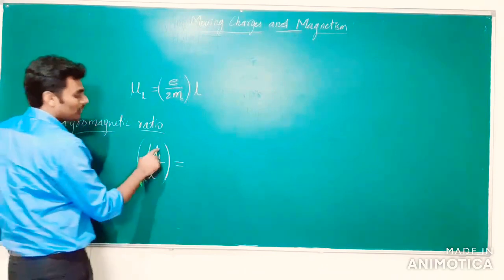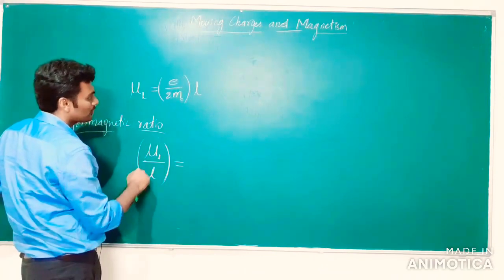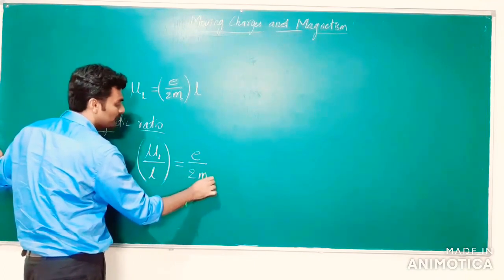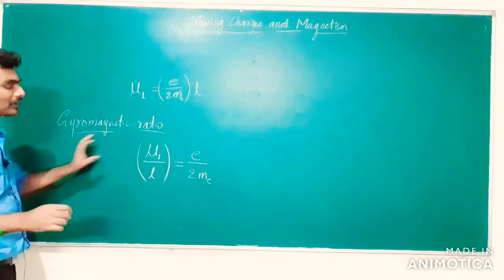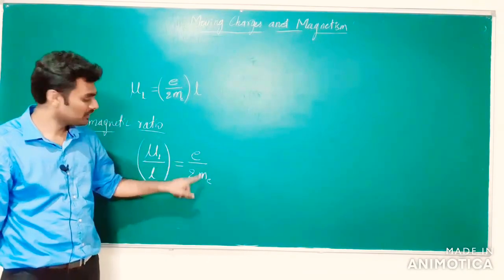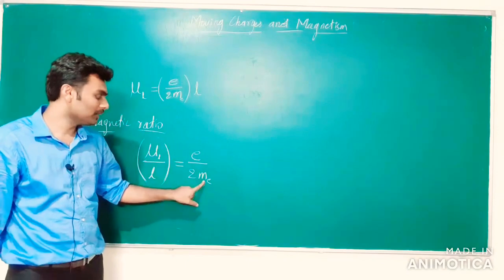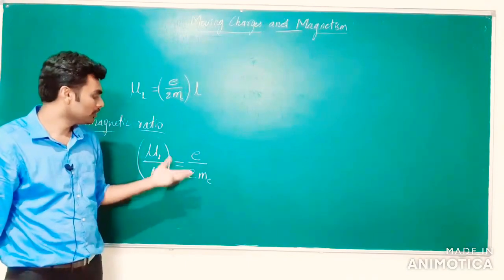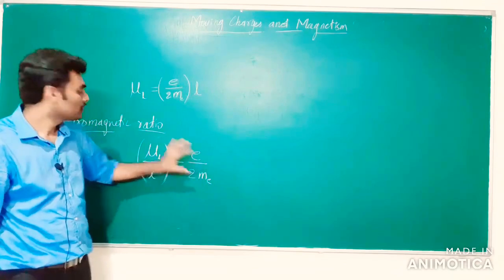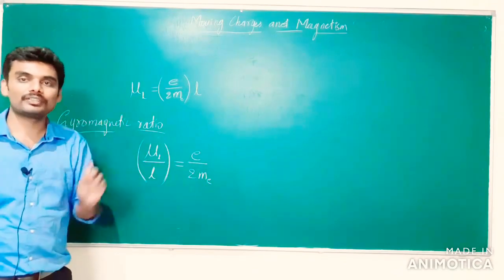Now, what is the value of gyromagnetic ratio? mu L by L is equal to e by 2me. This gyromagnetic ratio is a constant term. Look at this: e is a constant, the charge of the electron. me is a constant, the mass of the electron. 2 is a number. So e by 2me, this whole term is a constant. So gyromagnetic ratio is a constant term.